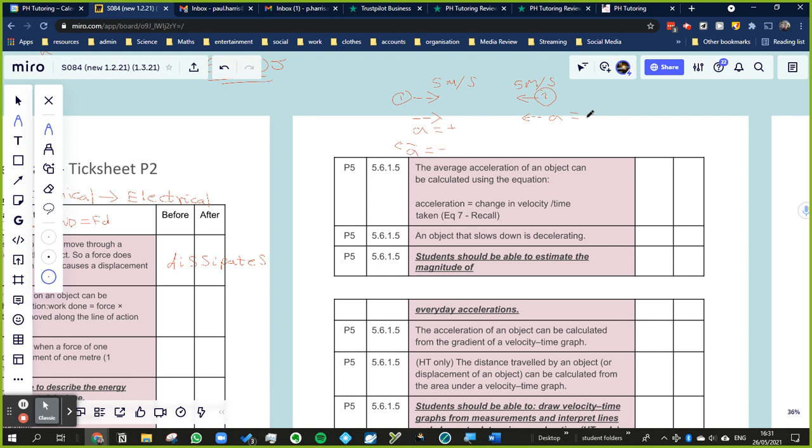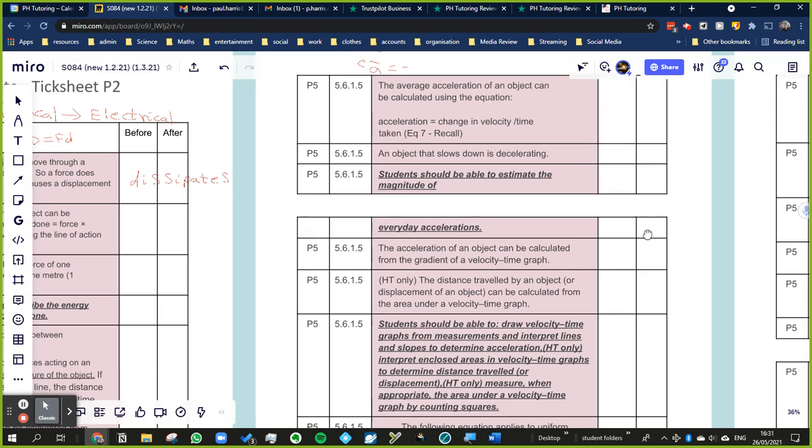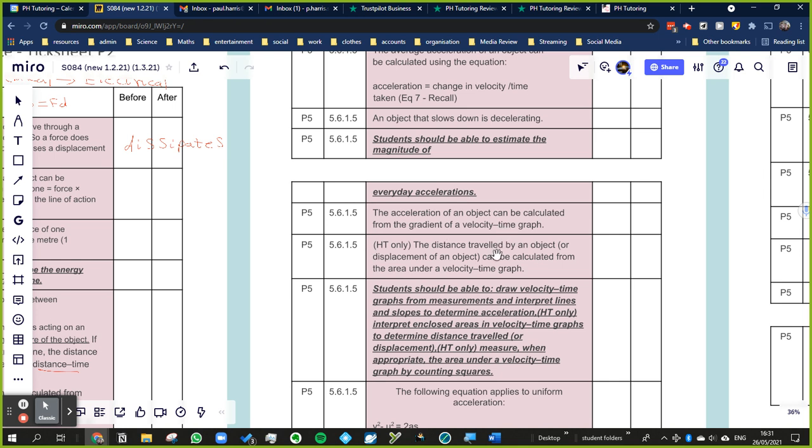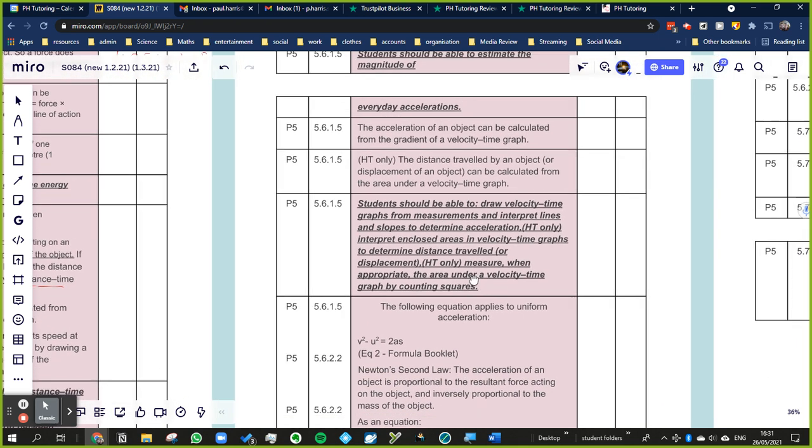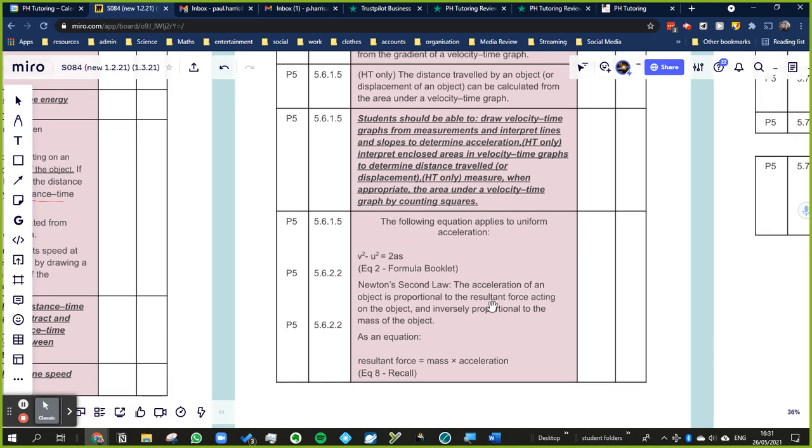Okay, all right. So that's acceleration. We're going to do motion graphs in a moment. I just want to see what else we've got on this list. So we've got a velocity time. This is why I didn't want to do it straight away, because I might do velocity time graphs and speed and distance time graphs together.